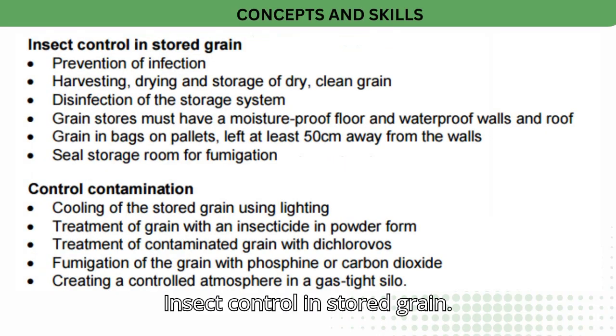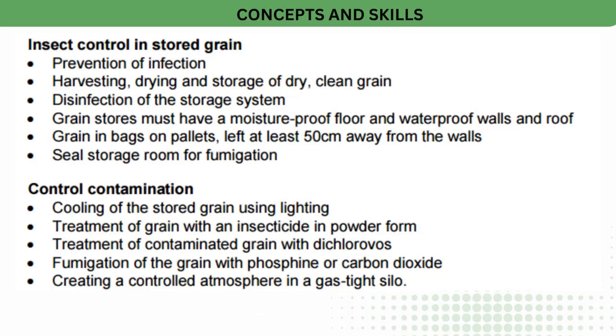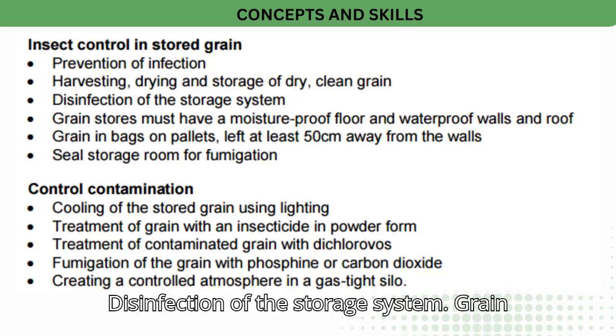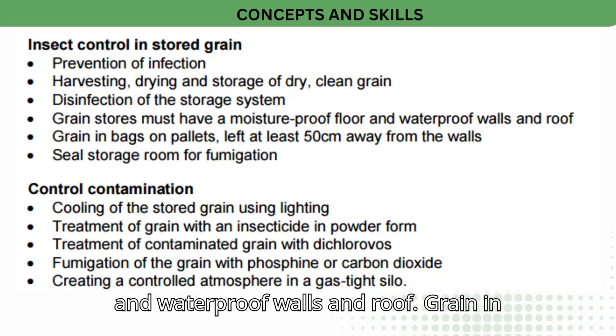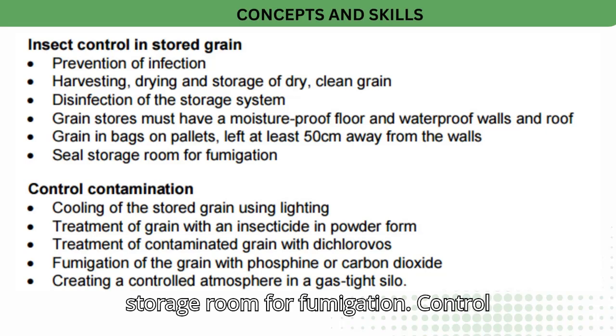Insect control in stored grain. Prevention of infection. Harvesting, drying and storage of dry, clean grain. Disinfection of the storage system. Grain stores must have a moisture-proof floor and waterproof walls and roof. Grain in bags on pallets, left at least 50 centimeters away from the walls. Seal storage room for fumigation.